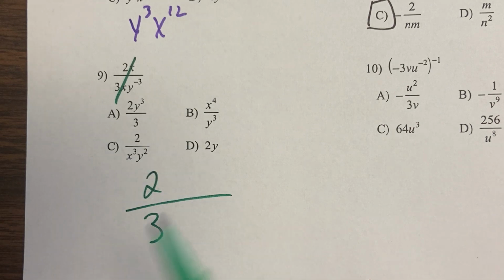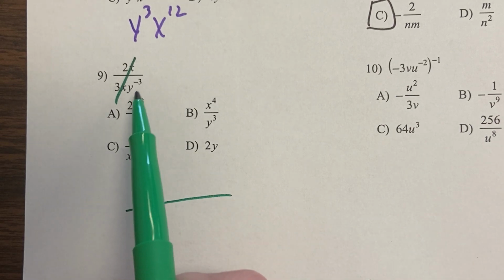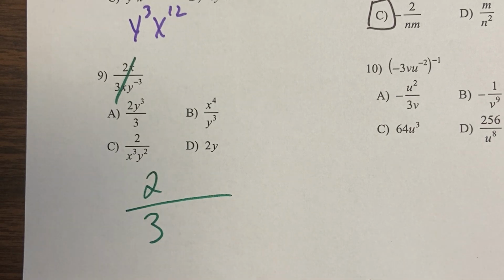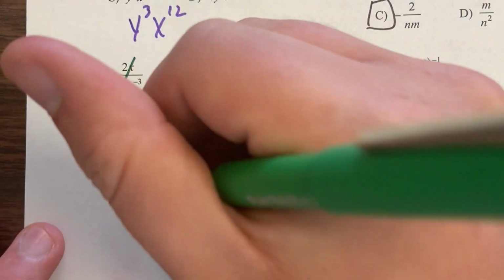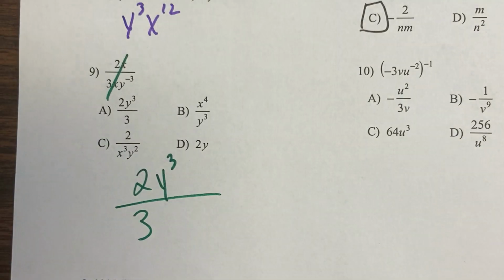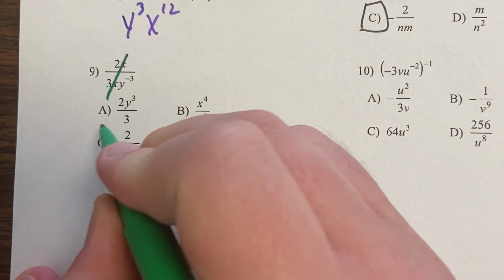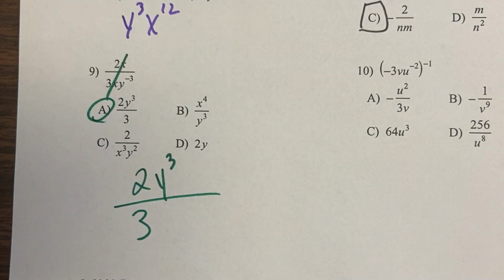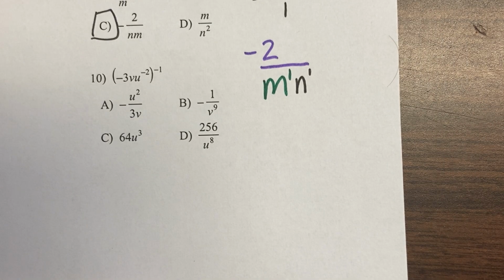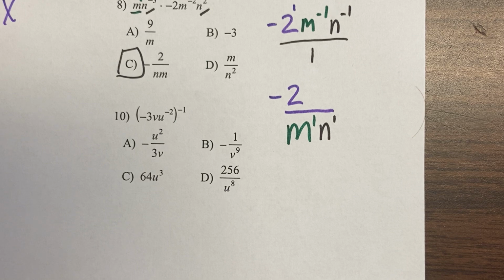And then there's no other y to combine with, but we understand that it's a negative and it's in the denominator. Negative in the bottom, we need to flip to the top. And now he becomes a positive. So we have 2y to the third over 3. Really not a whole lot going on there. Number 10 might get a little bit tricky here. So again, just take it piece by piece.